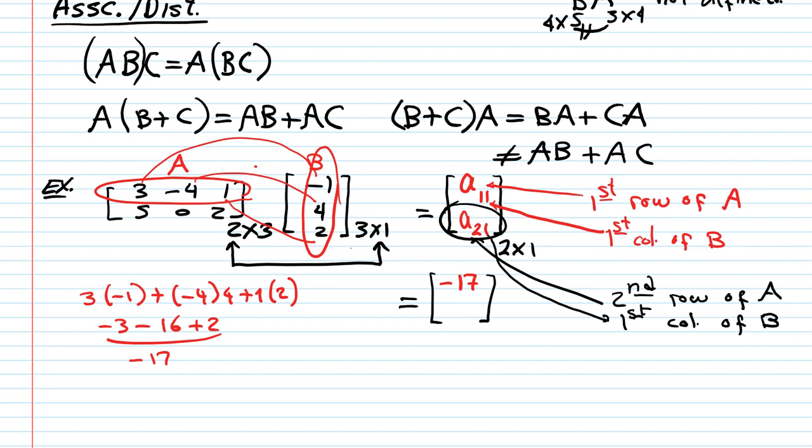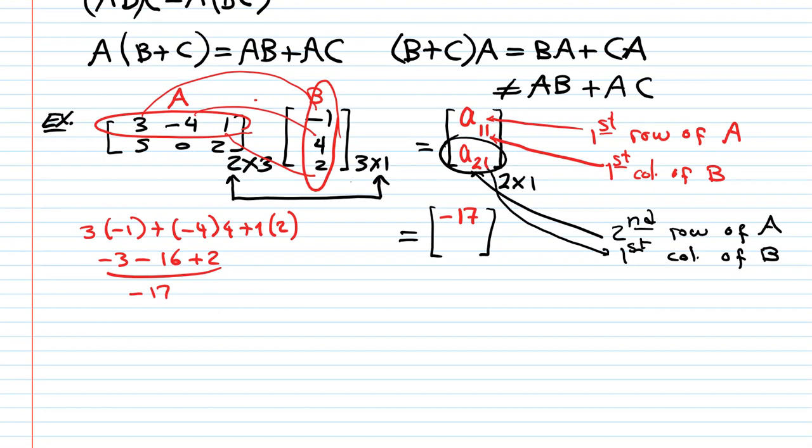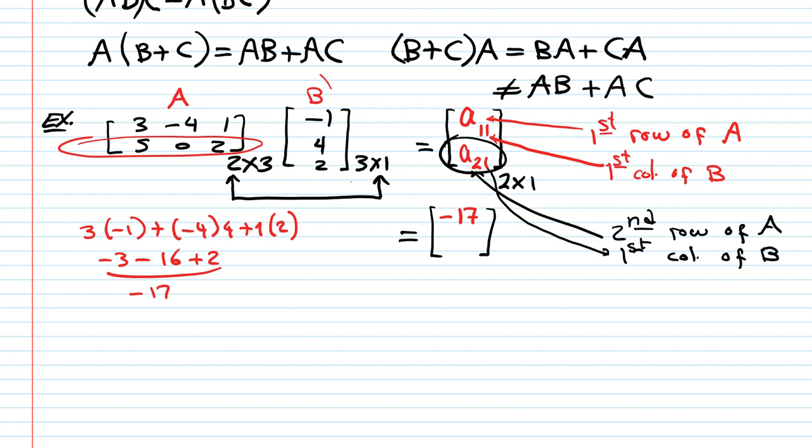So how am I interpreting this now? This time I need to multiply the second row of matrix A, and the second row of matrix A is now this one, times the first and only column of matrix B. Now let's do that. So I'm going to do 5 times -1 plus 0 times 4 plus 2 times 2. And that's going to be -5 plus 0 plus 4, or -1. And that's going to be the product.